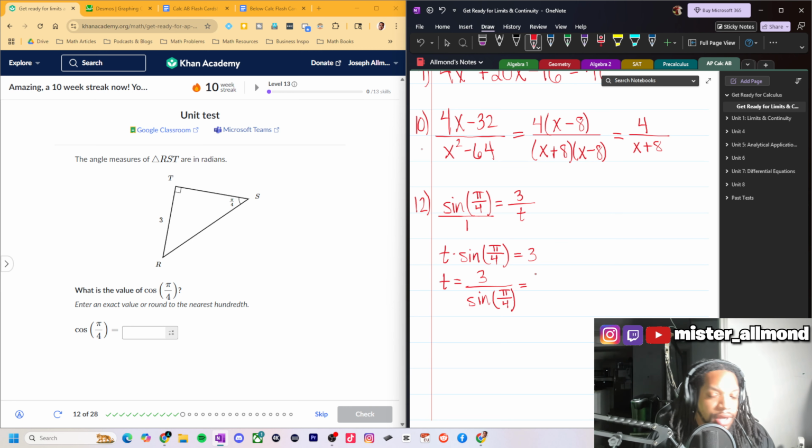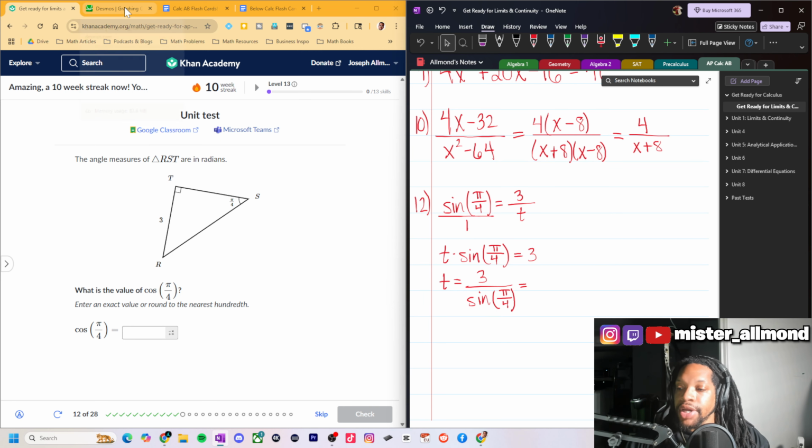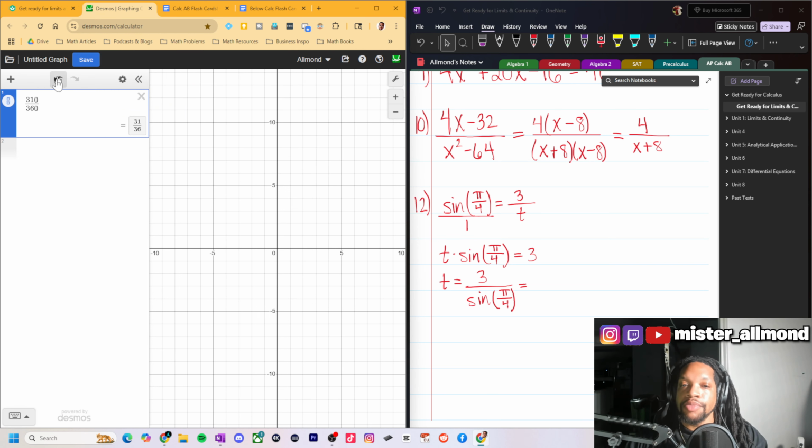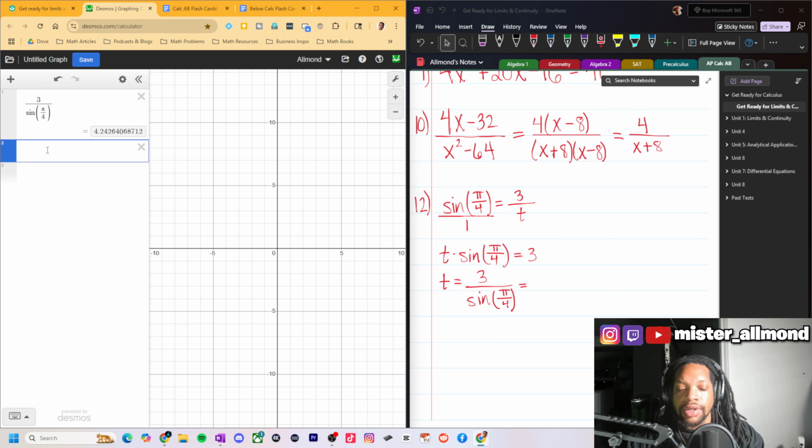I'm gonna Desmos it. I keep forgetting I have a whole calculator right here. It's 3 over sine of pi over 4. What does Desmos tell us that is? I don't like the way that looks. Because what is sine of pi over 4? Root 2 over 2. If we did it like that, let's just check to make sure. Okay, so you can see those values are the same, so that's good.